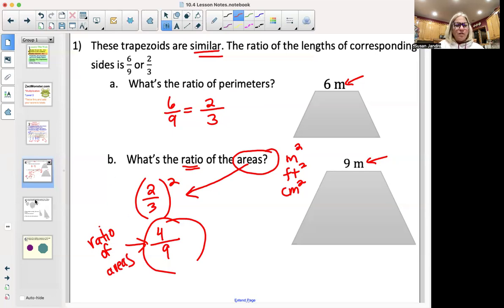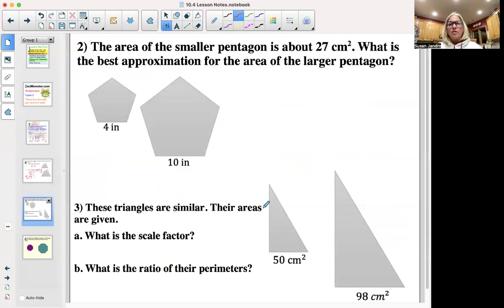All right, well, let's see if we get it, we can keep going on it. So the next one says the box, here we go. The area of the smaller pentagon is about 27 centimeters squared. What is the best approximation for the area of the larger pentagon?